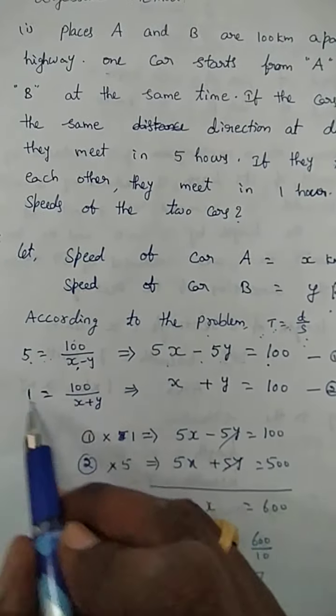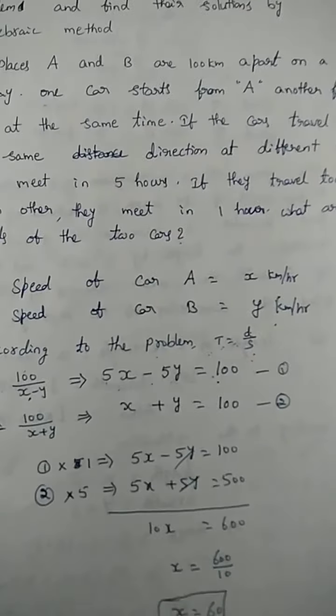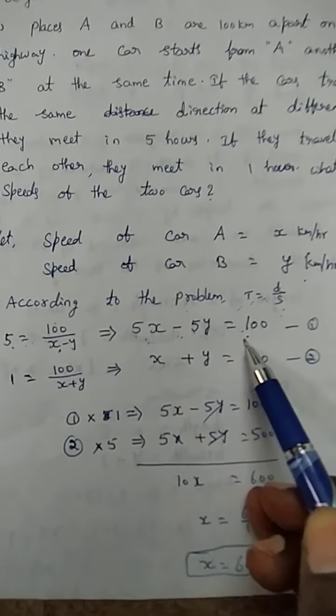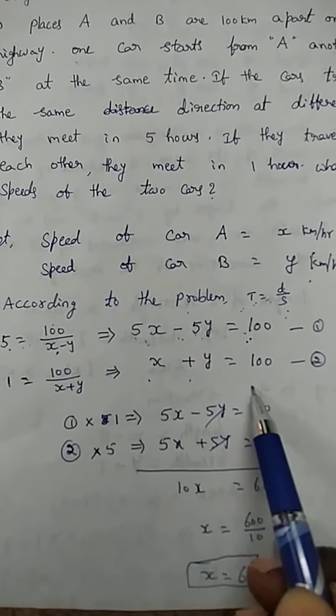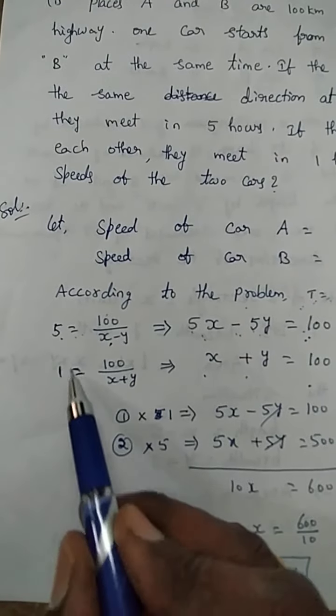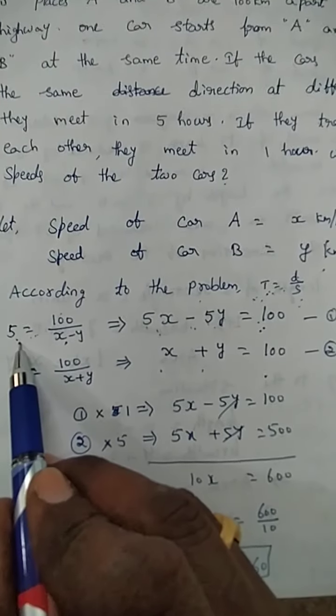If you cannot understand this, then you can write what I said. Based on that, according to the problem, we write 5x minus 5y is equal to 100 kilometers, and x plus y is equal to 100 kilometers. The meaning of the thing here: this is the time. After how many hours do they meet? Within 5 hours, after 5 hours they meet.